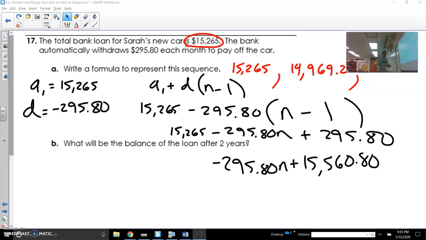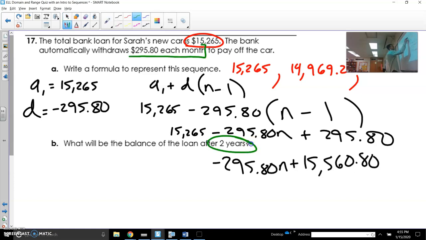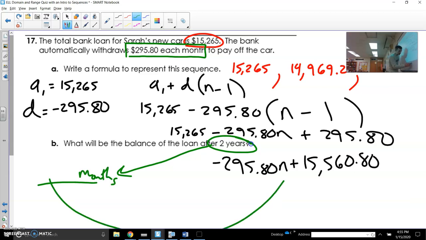And now, the part that I want you to think about is what will be the balance of the loan after 2 years. Now, my hint to you is that when you're reading up here, this was $295 each month. So we really got to think about 2 years. What is that in months? Because when you figure that out, that's the value you need to be plugging in. We do not need to plug in 2 because we're not calculating 2 months, we're calculating 2 years.